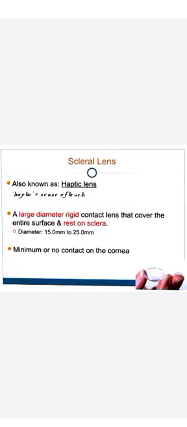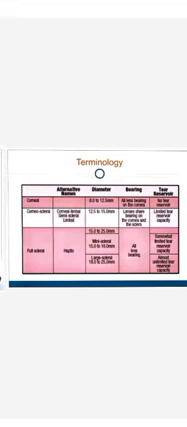First is scleral lenses, also known as haptic lenses. Haptic means sense of touch. It is a large diameter rigid contact lens that covers the entire corneal surface. The diameter of a scleral lens is 15 mm to 25 mm, with minimal or no contact on the cornea.